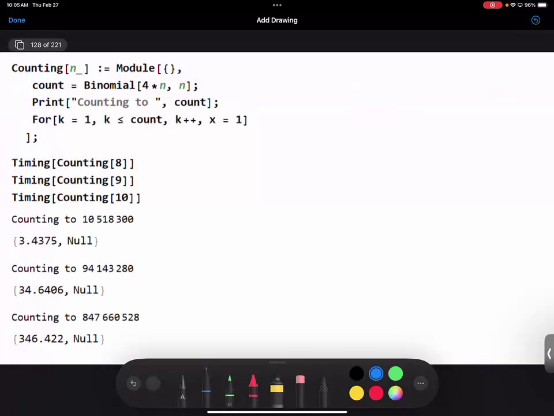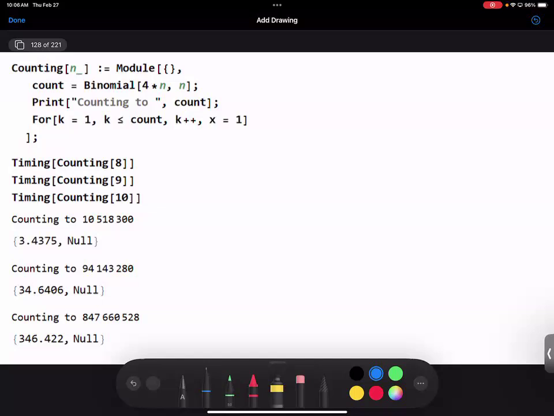So I wrote a really stupid program. I just count from 1 to a specific number. I don't do anything, I just count. And how many times do I do it? Binomial 4n choose n. So if n is 13, that's 52 choose 13. So when I took n equals 10, I was counting up to 40 choose 10.